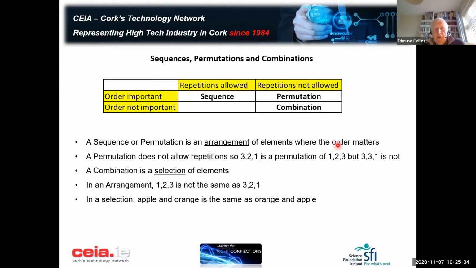Some of these topics can be a bit tricky, but hopefully this table will help you. And at the end of the day, when you're doing problems, most of it is going to be around combinations. So just remember that in a combination, order is not important and repetitions are not allowed. I have some examples showing the difference between sequences, permutations, and combinations, which will help reinforce these concepts.